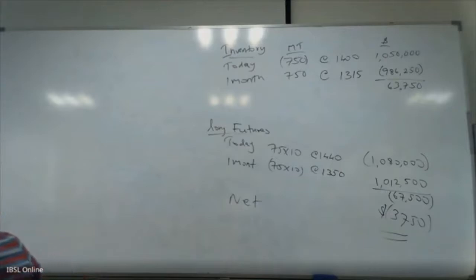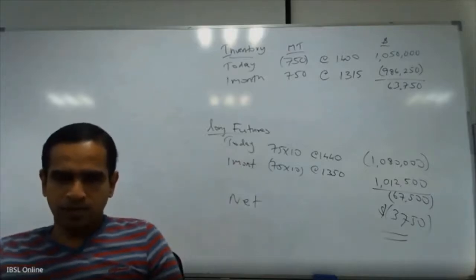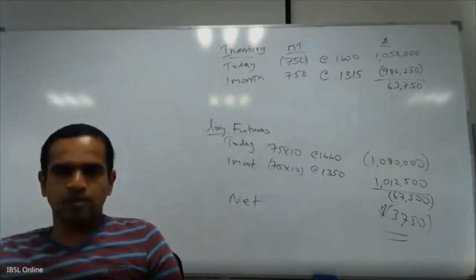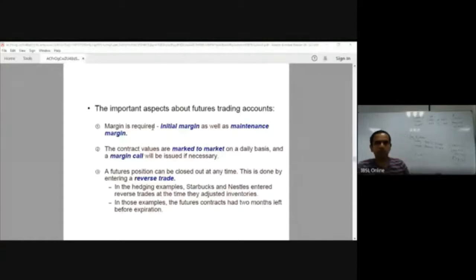The important aspects of futures trading accounts: it's like when you open a current account, you have to have a minimum balance. To open the account, you need a minimum deposit amount, maybe 25,000 bucks or whatever. And you have to keep it at a minimum of maybe 10,000 rupees. Otherwise, you get hammered with a service charge. Likewise, if you are operating a futures account, you have the same requirements.